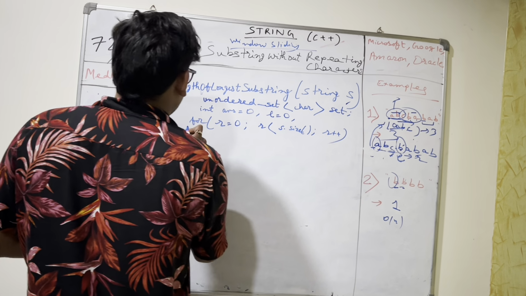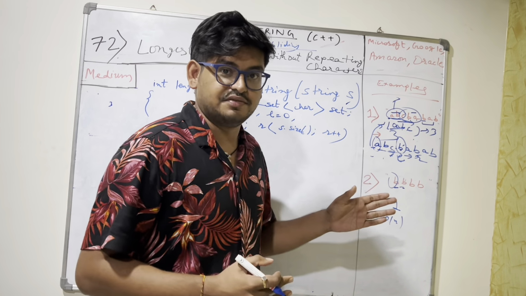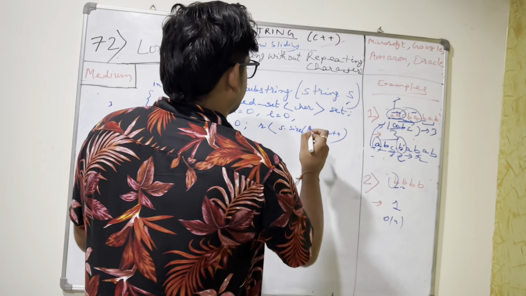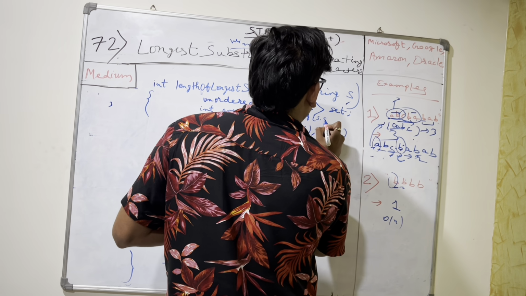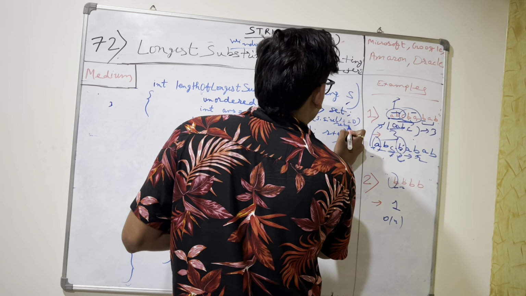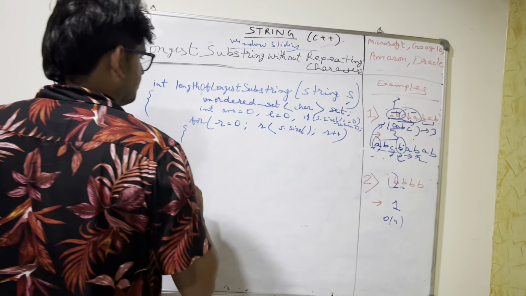Sometimes you forget this condition: if the string size is 0, that means you need to return 0. So if s dot size equal to 0, terminate it at that time and return 0. Okay, fine. Now you are traversing this string.